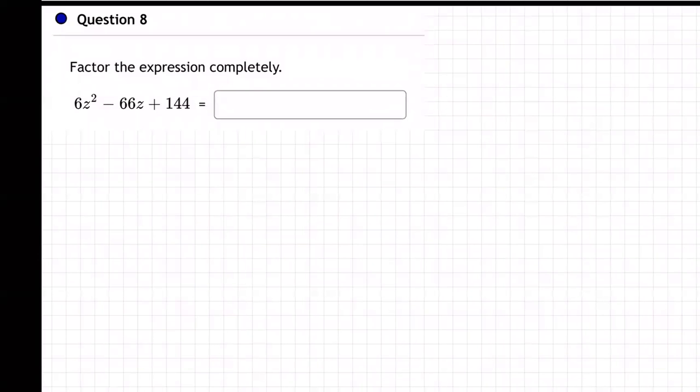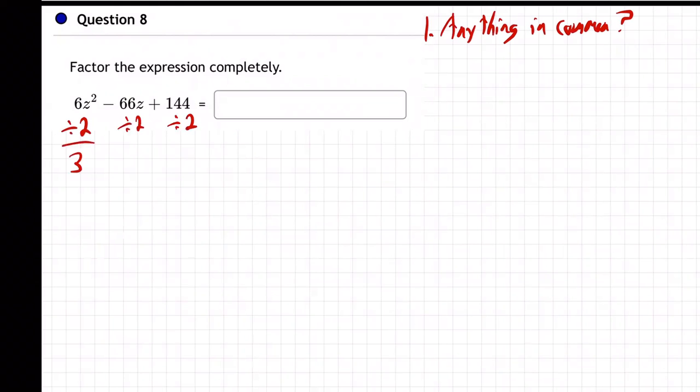Okay, so how do we factor this expression? Well, you know the first step on every factoring problem is we ask, is there anything in common? In this case, yeah, they're all divisible by 2, aren't they? And that would leave 3, 33, and what's that? 72.